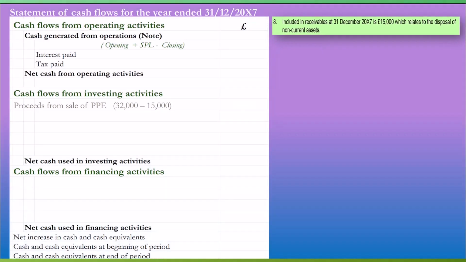Now, task 2. Here's where we correct our assumption about the proceeds being fully in cash. Turns out 15,000 of it is not. So we adjust the disposal proceeds. 32,000 minus 15,000 is equal to 17,000.